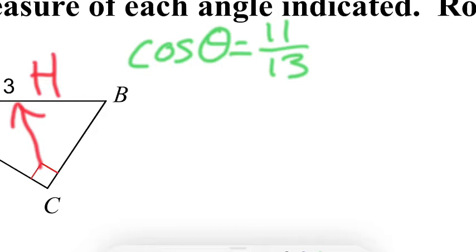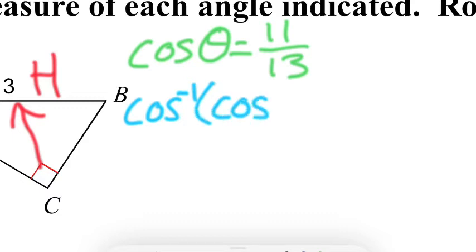To get theta by itself, you have to take the inverse of cosine. You cannot just divide it by cosine. It doesn't work. So we have the inverse of cosine of theta, and what you do on one side, you have to do to the other.